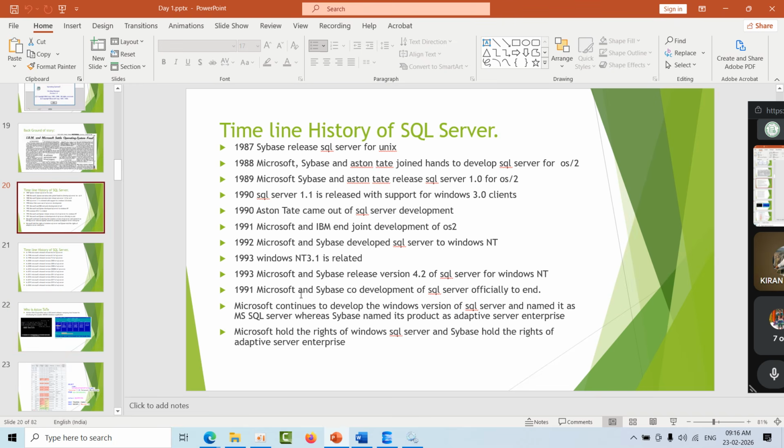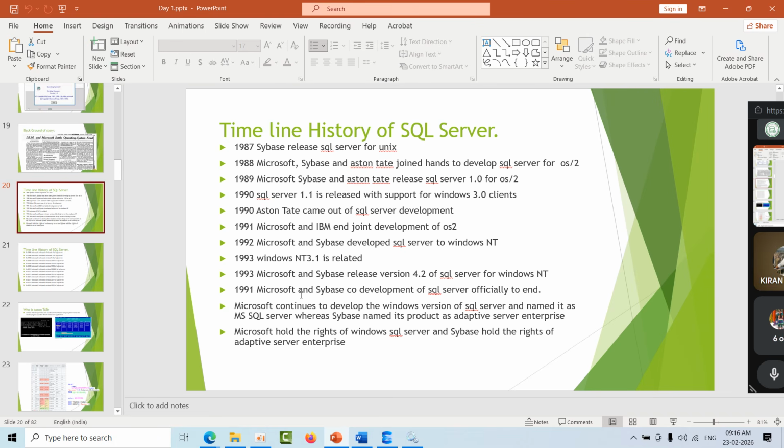Finally, Microsoft and Sybase are there. They were developed for the operating system OS/2. Later, Sybase released a Windows version as well. Microsoft Sybase released SQL Server for Windows, which was purely Sybase code. What happened? Microsoft wanted to build SQL Server only for Windows.